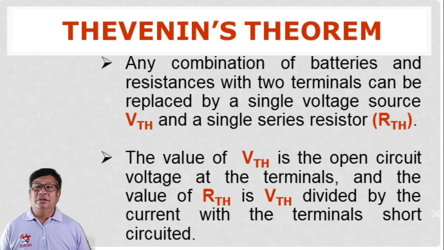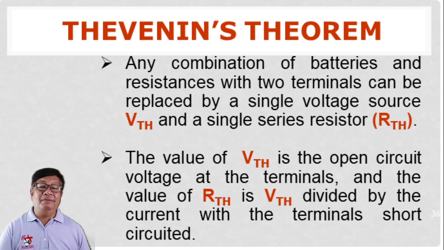Okay. So Thevenin's Theorem also says that any combination of batteries and resistances with two terminals can be replaced by a single voltage source V sub TH or E sub TH and a single series resistor of R sub TH. So that is what we said earlier.